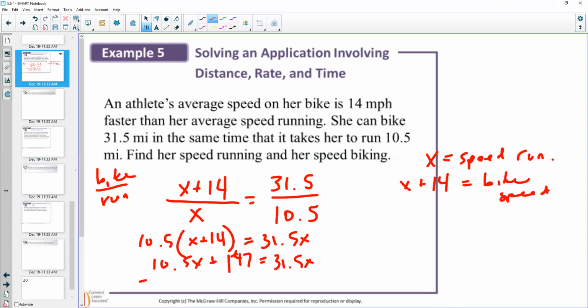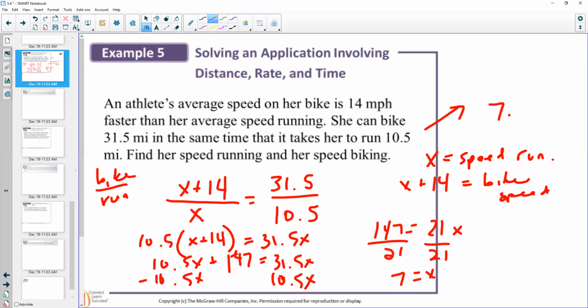Combine like terms, let's move the 10.5x over. And then I get 147 equals 21x. So divide by 21. x is 7. All right, so that tells me when she runs, she goes 7 miles per hour. When she bikes, it's x plus 14. 7 plus 14 is 21.